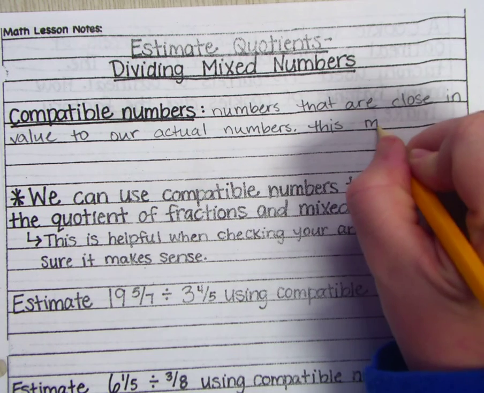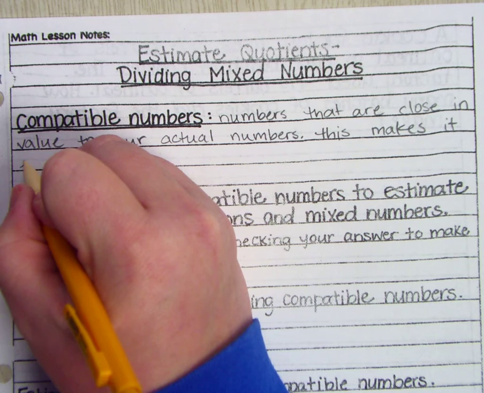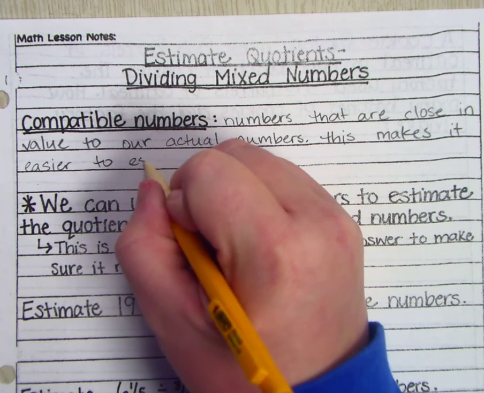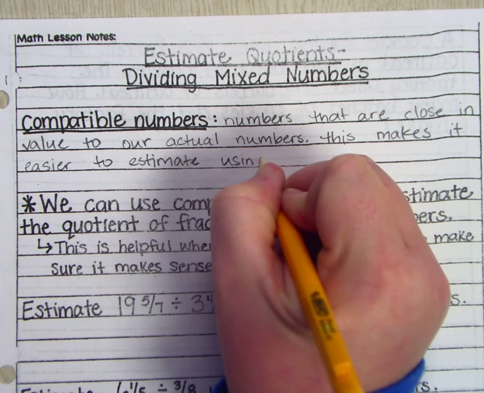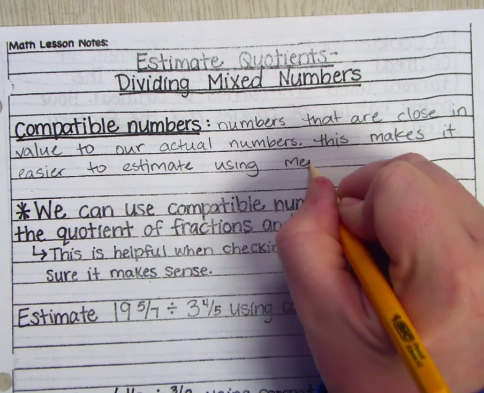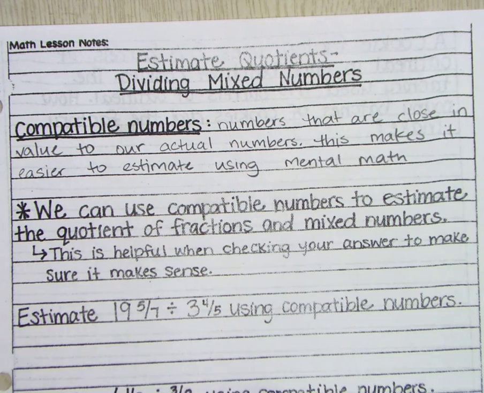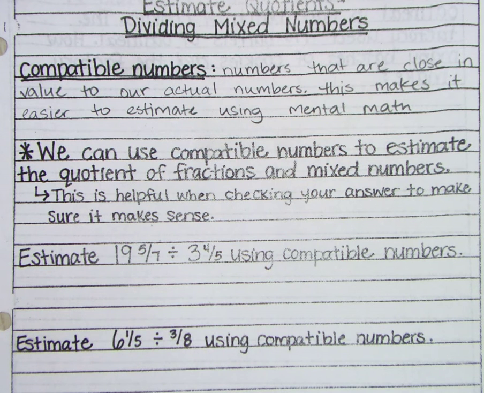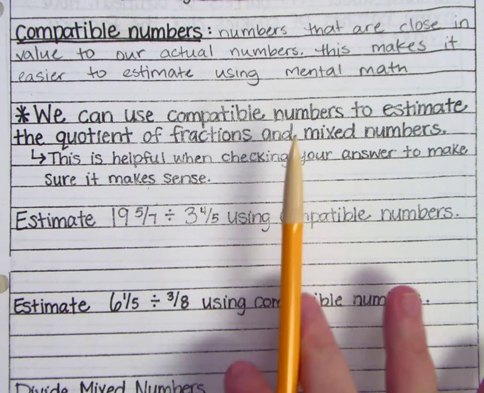This makes it easier to do mental math, to estimate using mental math. So we use those compatible numbers to estimate the quotient of fractions and mixed numbers. This is helpful when we check our answers to make sure that it makes sense. So we're going to practice estimating a couple of these first.